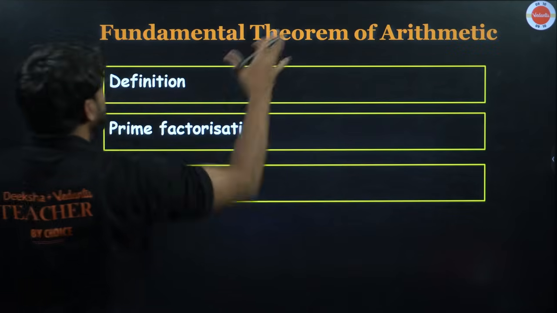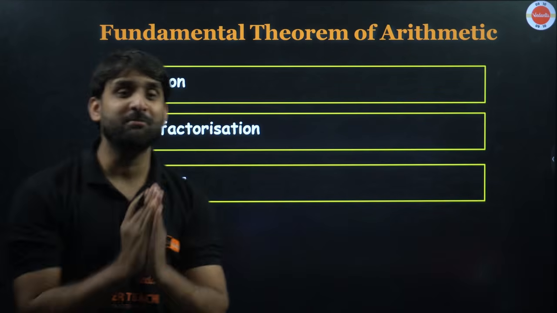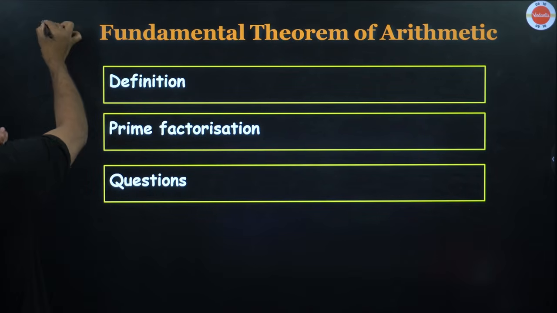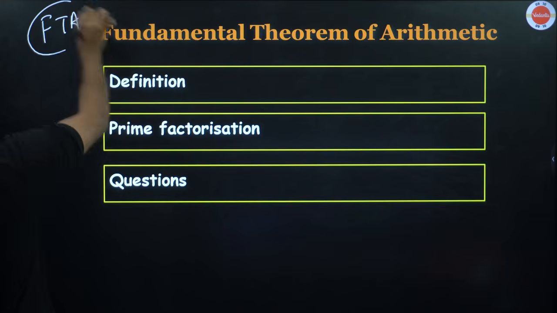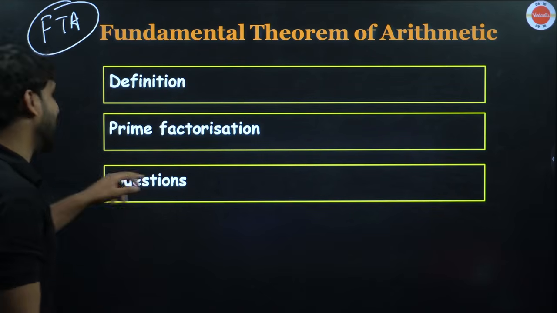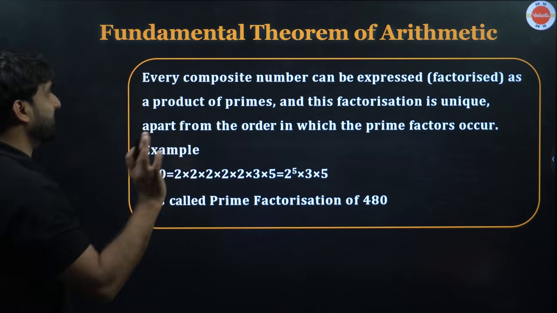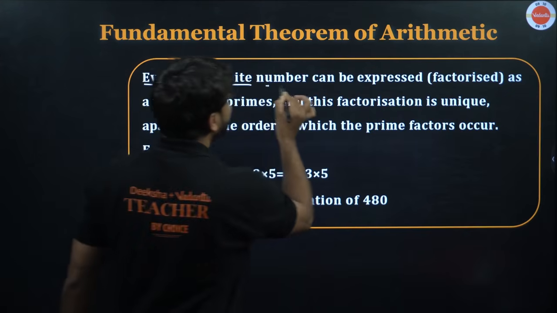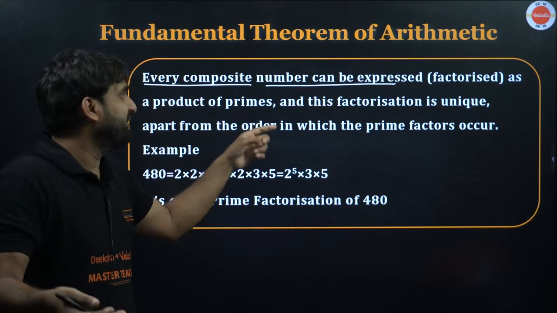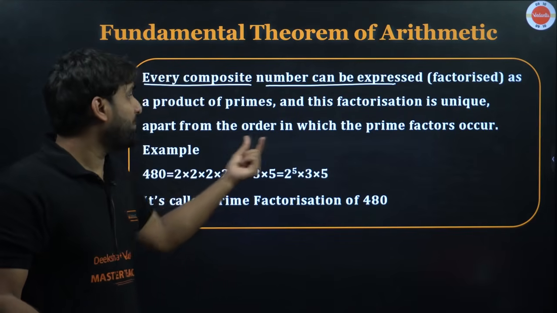Okay. Now, here we go. Fundamental theorem of arithmetic, one of the most important topics of this chapter. In short, it is also called FTA. We'll be talking about the definition, what is called prime factorization, and the questions we'll be doing here. So look at the definition, champion. Listen, every composite number can be expressed as a product of primes, it means prime factors, and this factorization is unique apart from the order in which the prime factors occur.